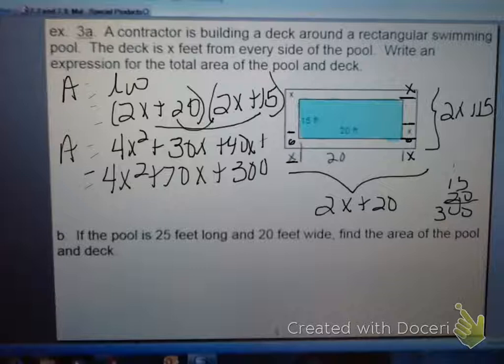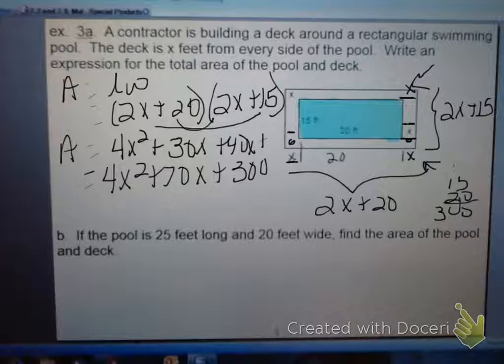Now, I started you off again on example 3a when we have the pool in the deck. Each side of the deck, there's a side on each side, so you have to add and get 2x plus the 20. And then on the width side, you have to add each side of the deck. So that's 2x plus 15. And you do the FOIL method, and there it is.